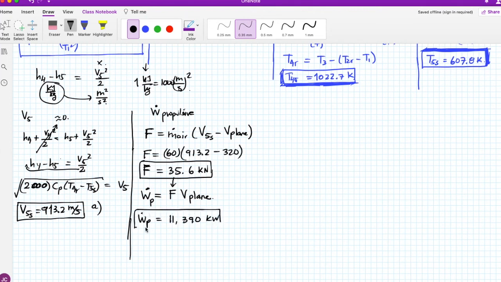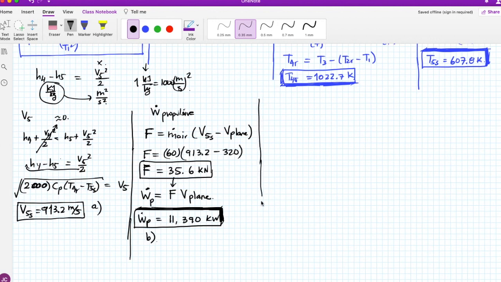This is the propulsive power. So if you want the plane to go faster, you need to put more power into it so that it can propulse a little bit more. Okay, so this is B.